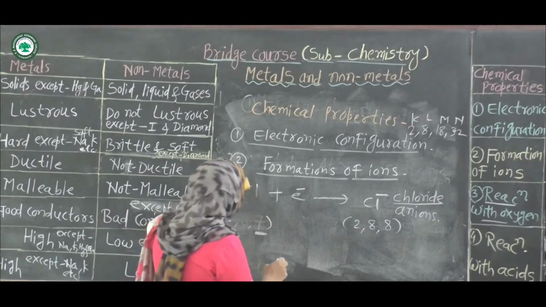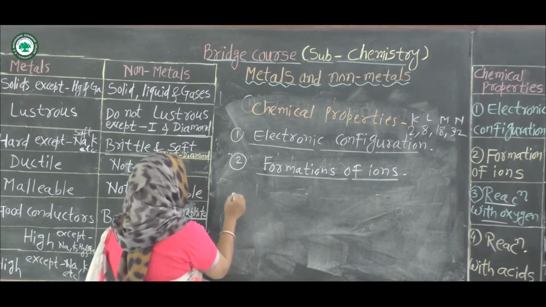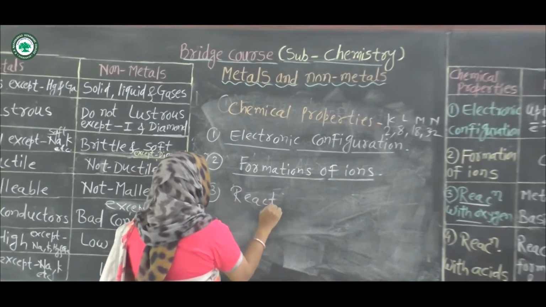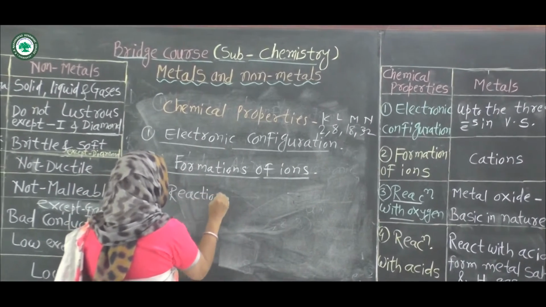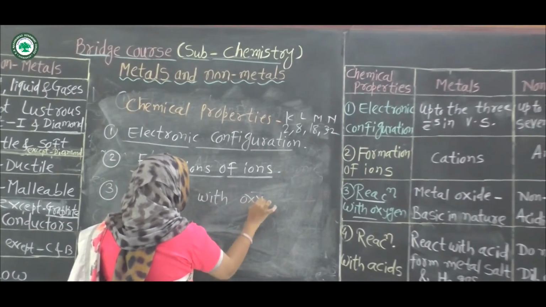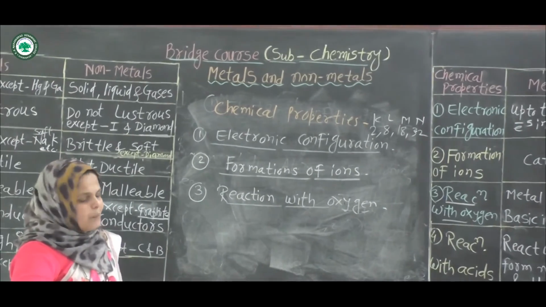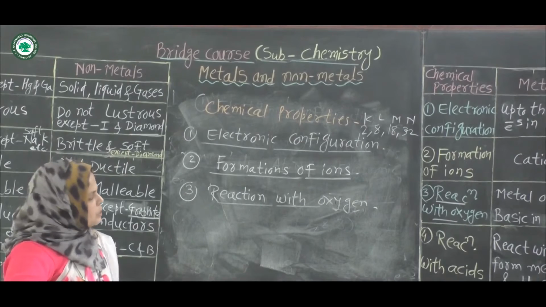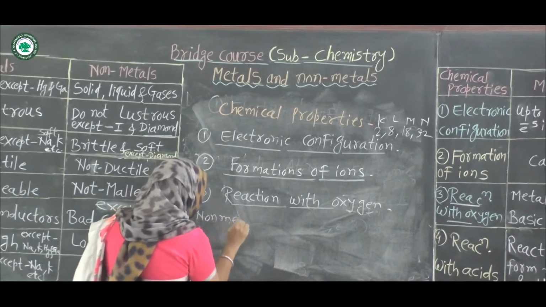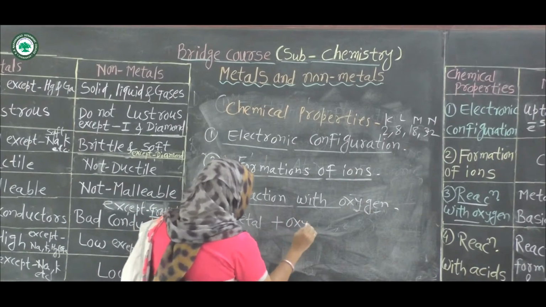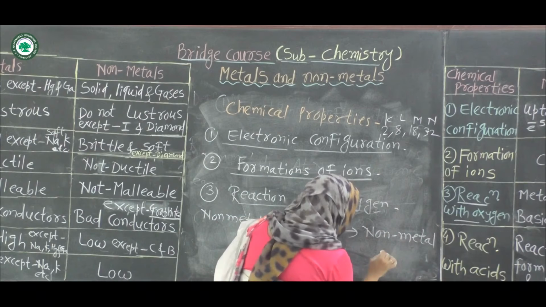Okay, then next, third chemical property, it is the reaction with oxygen. रिॲक्शन विथ ऑक्सिजन. तर नॉन मेटल सुद्धा ऑक्सिजन बरोबर रिॲक्ट होतात आणि त्यापासून नॉन मेटल ऑक्साईड तयार होतात. ओके, नॉन मेटल रिॲक्ट विथ ऑक्सिजन टू फॉर्म नॉन मेटल ऑक्साइड.